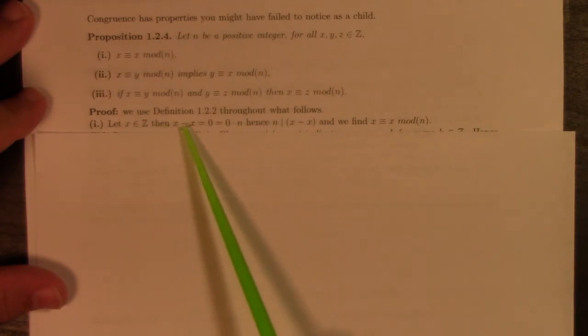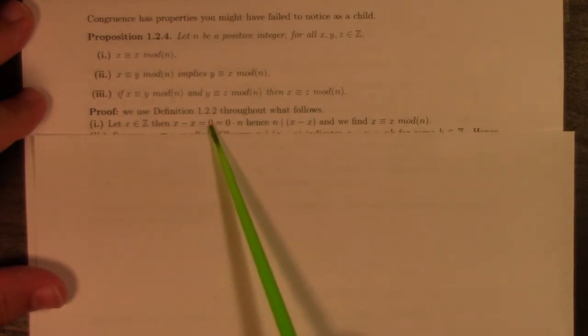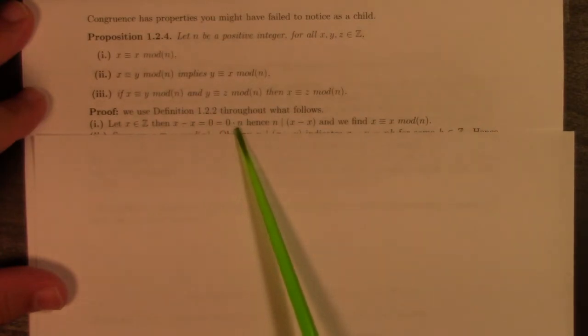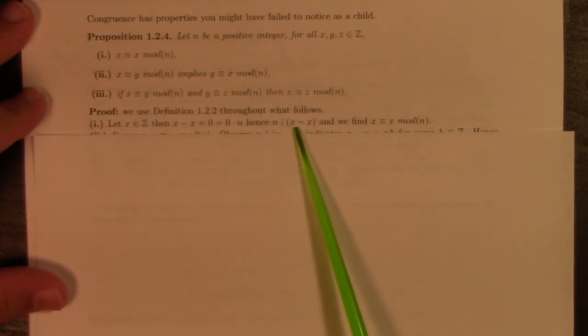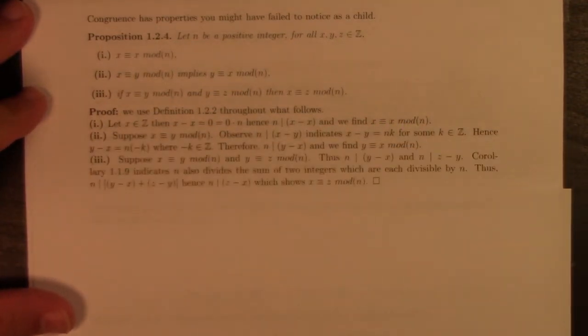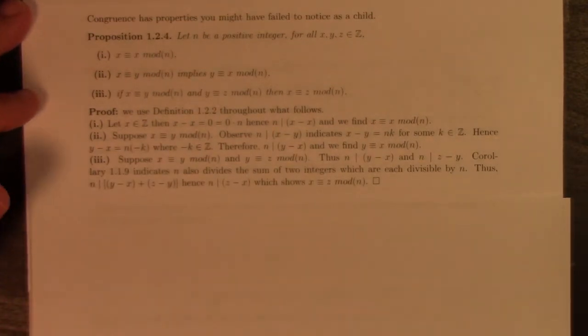Anyway, here's the argument for reflexivity: because x minus x is 0, and 0 is 0 times n, the difference of x and x is divisible by n, which goes to show you that, of course, x is congruent to x. The argument for symmetry is similar, and transitivity is also similar.